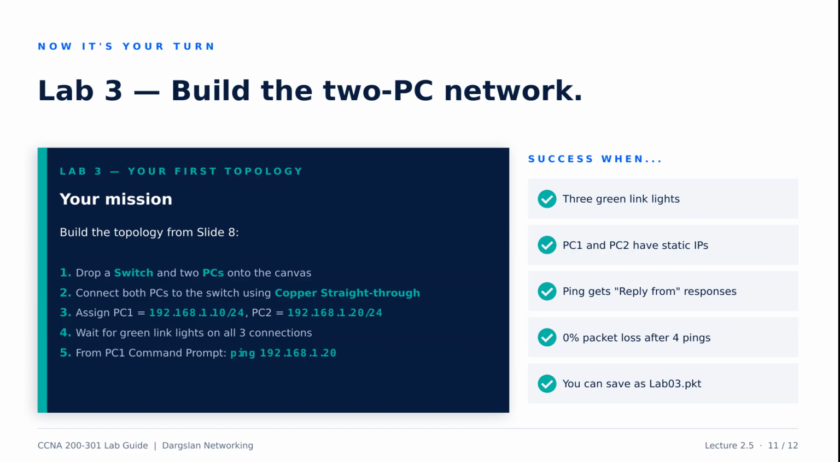Alright, now it's your turn. Open Packet Tracer, drop a switch and 2 PCs on the canvas, and connect them with copper straight-through cables. Different devices, remember, so straight goes. Give PC1 the address 192.168.1.10 and PC2 gets .20, same mask. Wait for those 3 green dots, then ping from PC1 to PC2. When you see reply from with 0 packet loss, save it as lab3.pkt. You've just built your first working network.